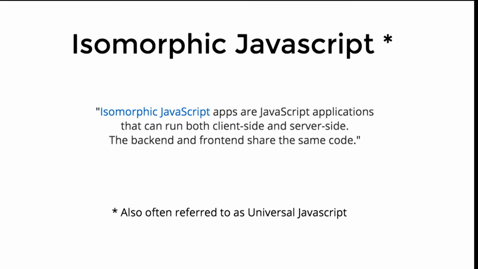I had a little star there because programmers are really bad at naming things. This is also often referred to as universal JavaScript. Not exactly the same, but people mix the two concepts up a lot of times. So if you hear about universal JavaScript, it's probably isomorphic JavaScript.